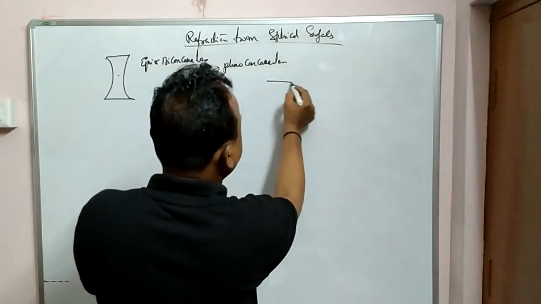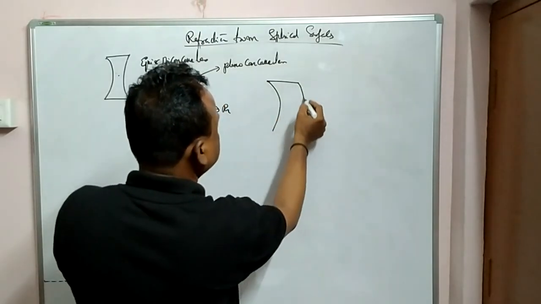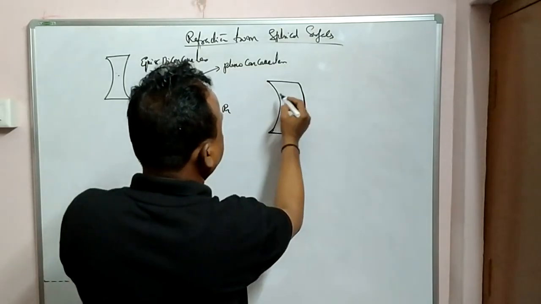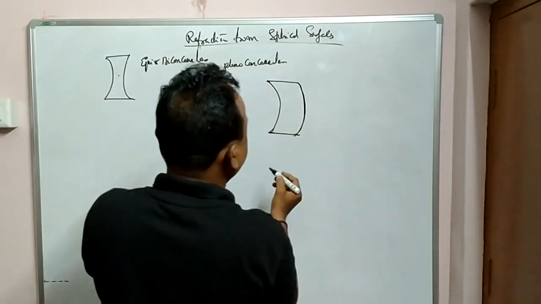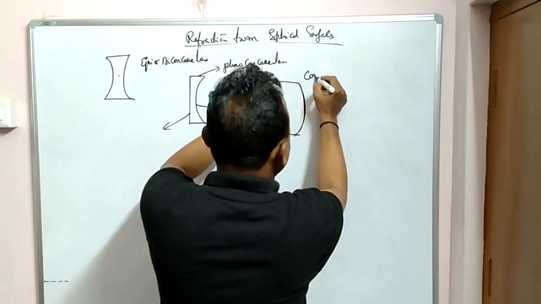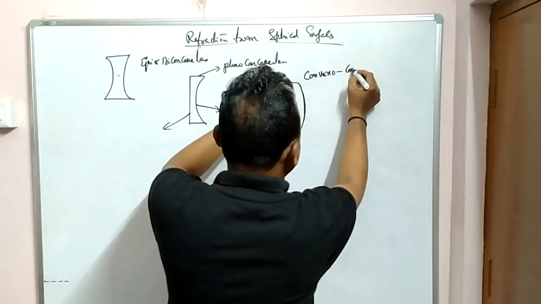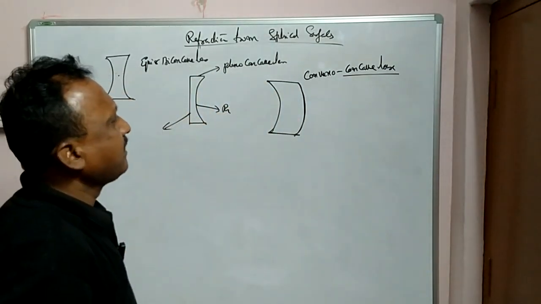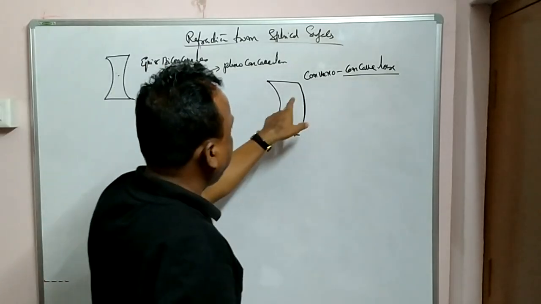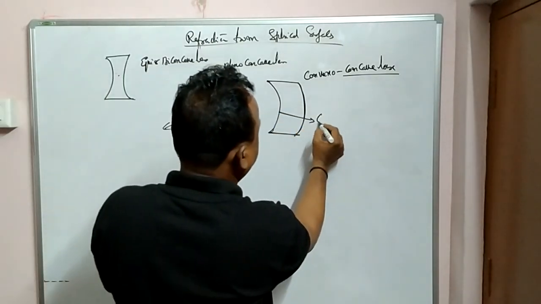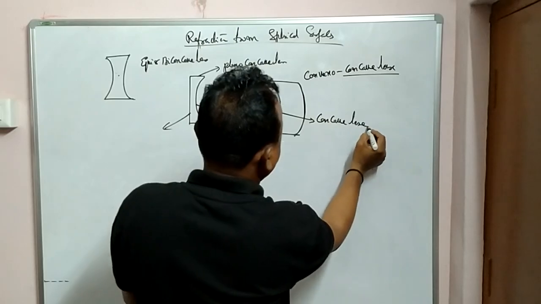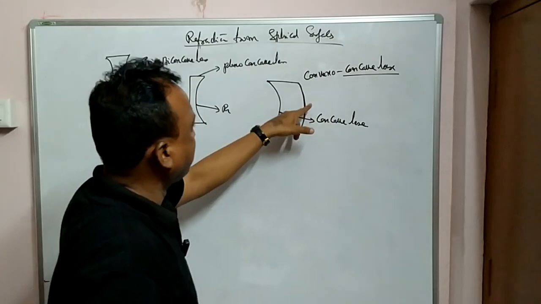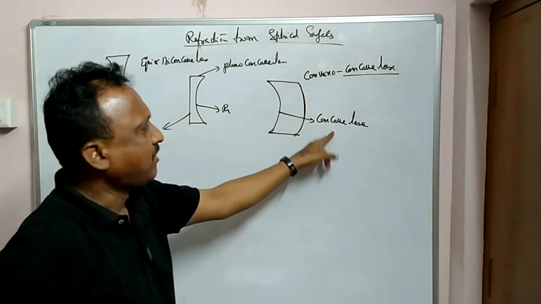Next, there is another variety. You can see here there is a concave surface and a convex surface. So in general we call this convexo-concave lens. Okay? Convexo-concave, but its final behavior is again concave. Here there is concave and convex, but its final behavior will be like a concave lens.